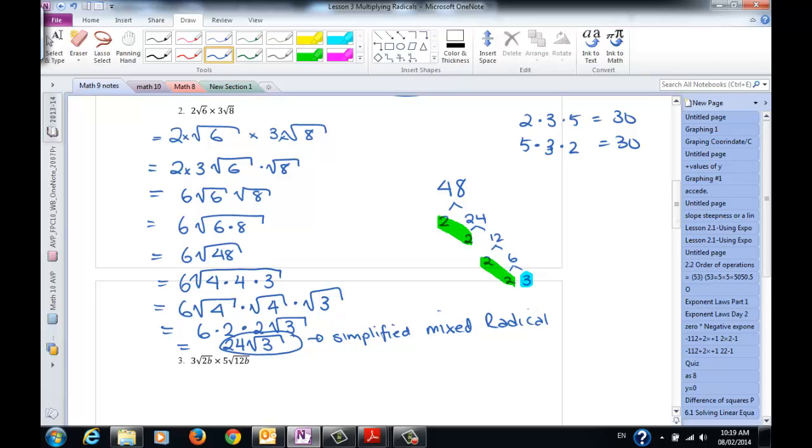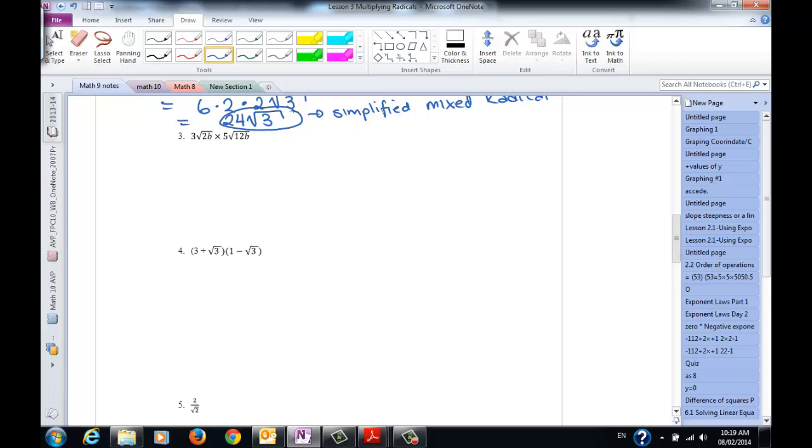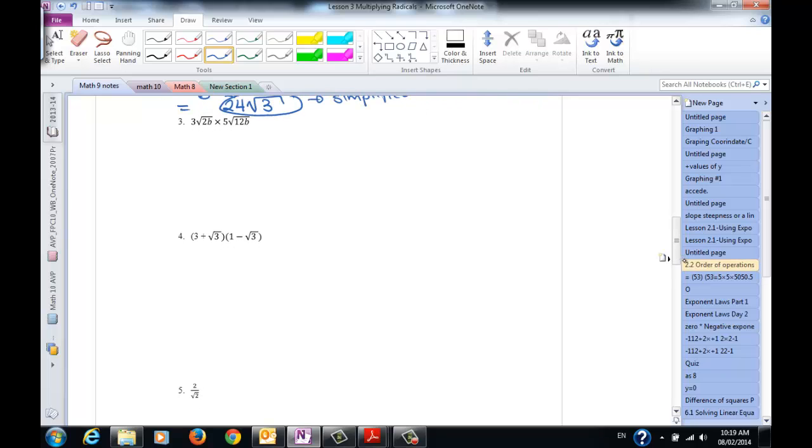Okay, let's do another one. So I have 3 multiplied by the square root of 2b multiplied by 5 multiplied by the square root of 12b. Again, order of multiplication doesn't matter. So I can rewrite this as 3 multiplied by 5 multiplied by the square root of 2b multiplied by the square root of 12b. Alright, I'm going to do a few steps at once.